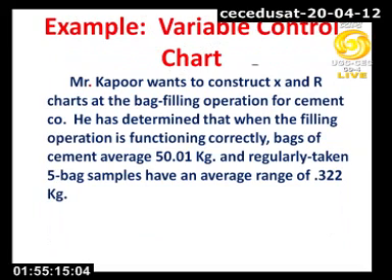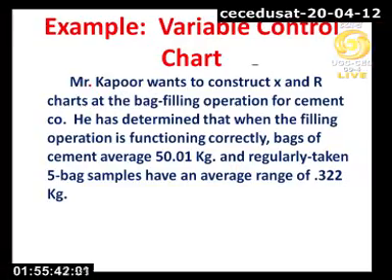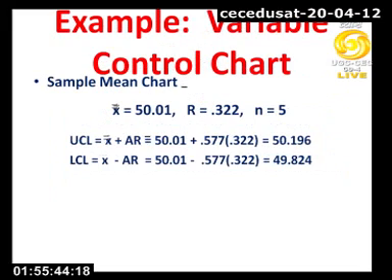Variable control chart. An example, say Mr. Kapoor wants to construct X bar and R bar charts at the bag filling operation for a cement company. He has determined that when the filling operation is functioning correctly, bags of cement average 50.01 kg and regularly taken 5 bag samples have an average range of 0.322 kg. Range is also given and the mean is also given, and we have to construct the control chart. X double bar is 50.01, range is also given 0.322 and the sample size n is 5.